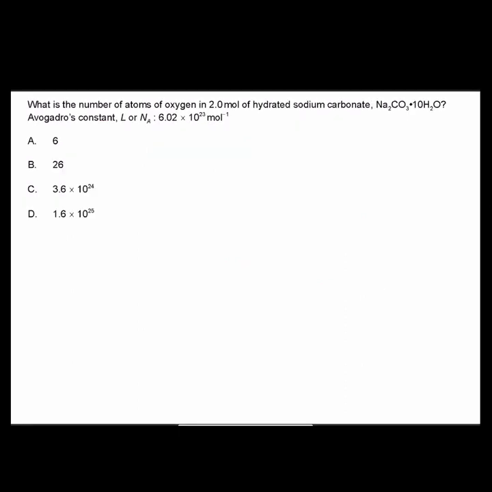In this question, we have to find the number of oxygen atoms in 2 moles of hydrated sodium carbonate. So the number of moles of oxygen in 1 mole of Na2CO3 dot 10 H2O will be equal to the number of oxygen atoms in 1 molecule of Na2CO3 dot 10 H2O. So how many atoms of oxygen are there in 1 molecule of this? You have 10 oxygen in the 10 H2O part and 3 oxygen here. So in total you have 13 oxygen atoms in 1 molecule.